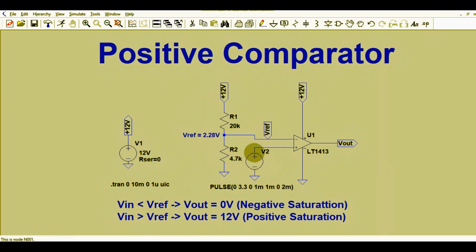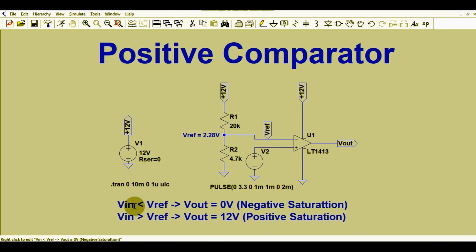this is your input voltage, right? Input source. Whenever your input is less than V reference, your V out equals 0 volt, that is negative saturation. That means your op-amp will go towards negative saturation. Since the negative supply of the operational amplifier is at ground, that means 0 volt, your op-amp will saturate at 0 volt. For this condition, V in is less than V reference.